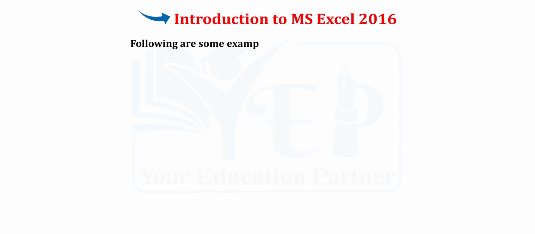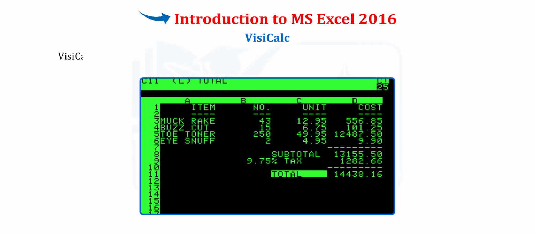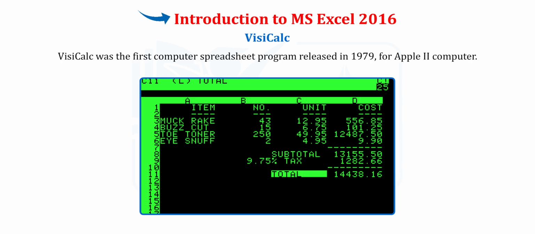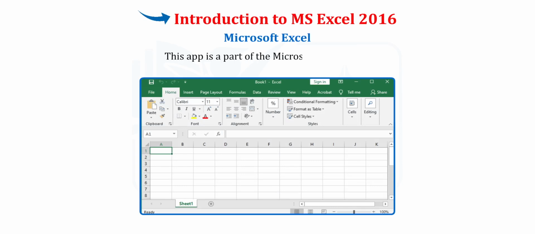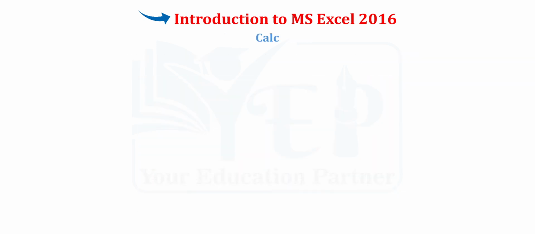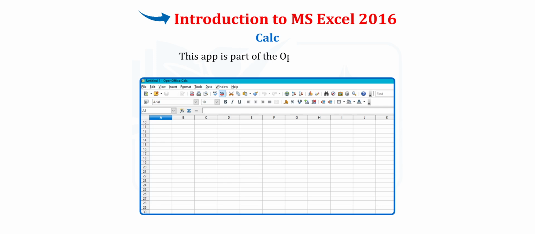Following are some examples of other spreadsheet apps. VisiCalc. VisiCalc was the first computer spreadsheet program released in 1979 for Apple II computer. Microsoft Excel. This app is a part of the Microsoft Office suite. The most recent version of Microsoft Excel is Microsoft Excel 2019. Calc. This app is part of the OpenOffice suite. It is a free and open software.